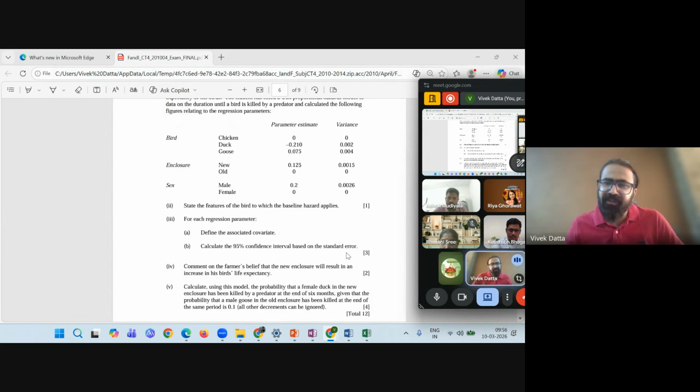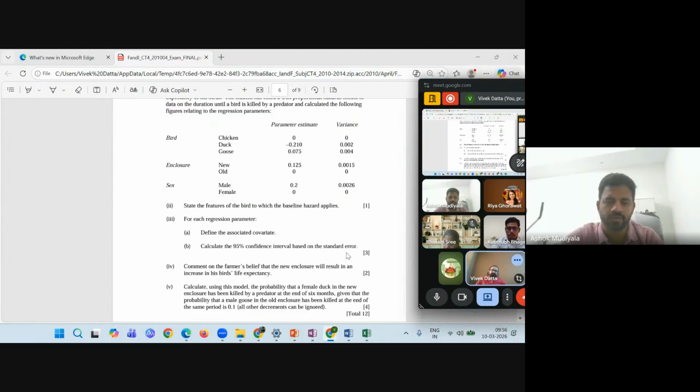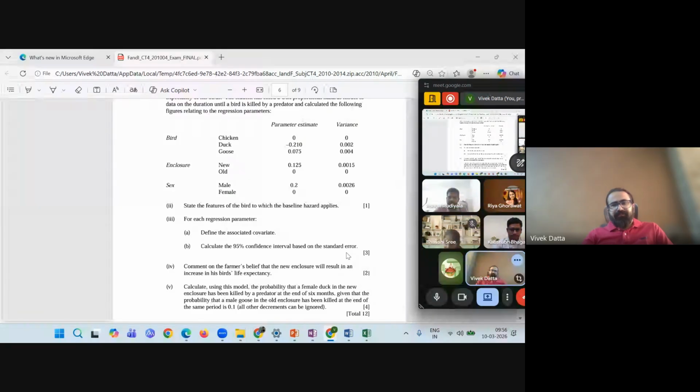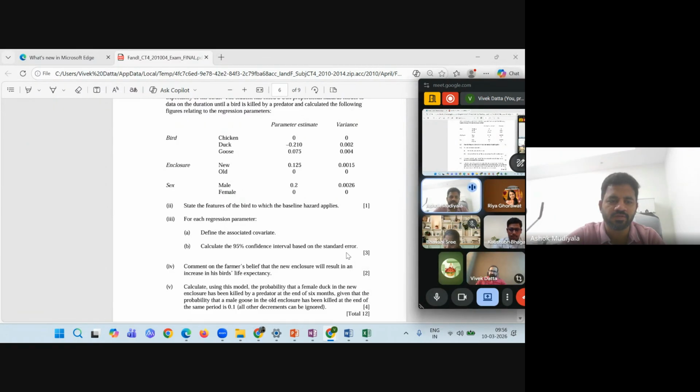Others, have you reached till here? Almost 20 minutes up and you are solving for 3 marks only, if you haven't finished till now. Ashok, done? Got it? Yes, until confidence interval.